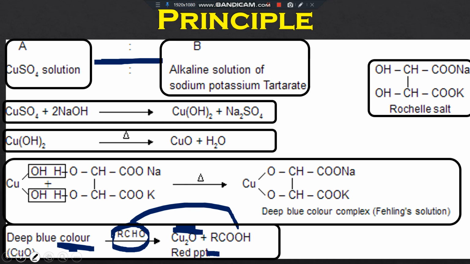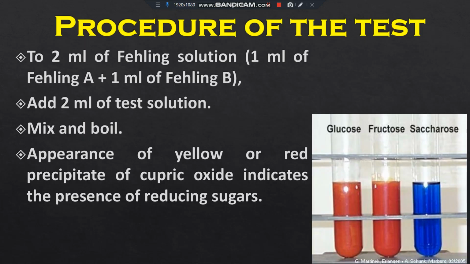This copper which is present here will be kept in the form of Cu+2 only by this Rochelle salt. So this Rochelle salt combines with copper and keeps this copper in the form of copper +2, not letting this copper precipitate. So that is the significance of this Rochelle salt.